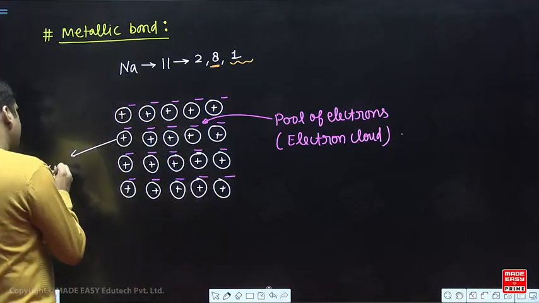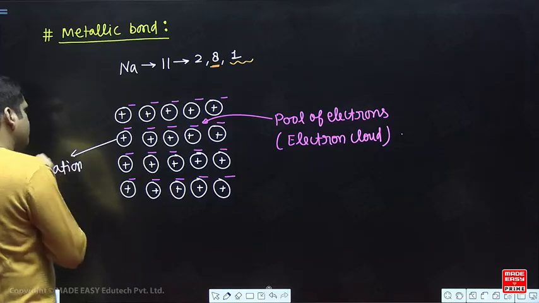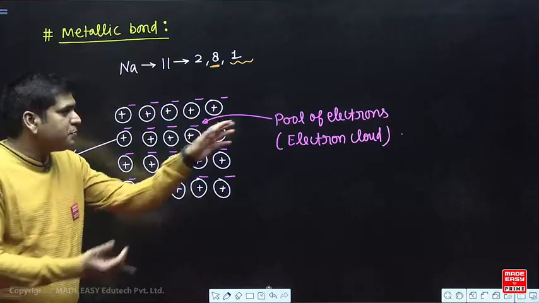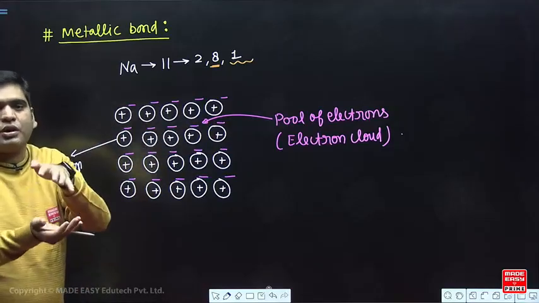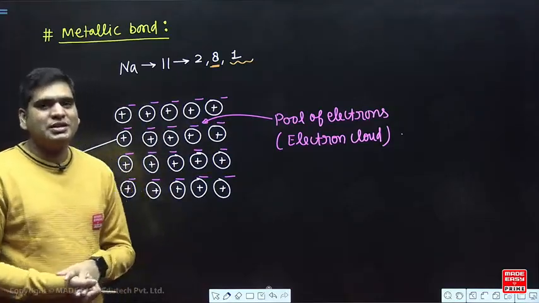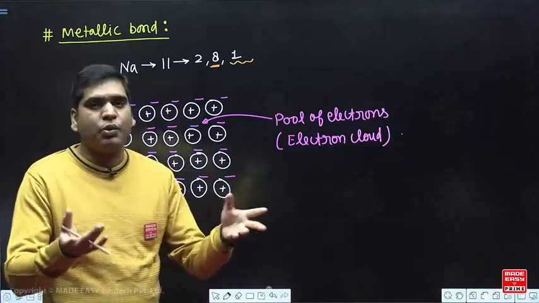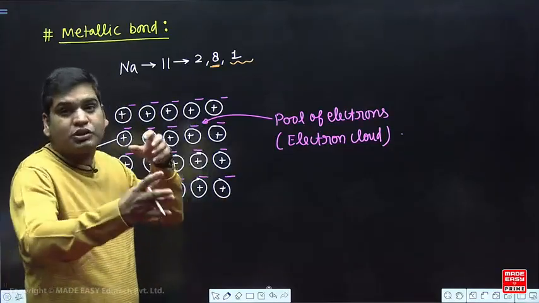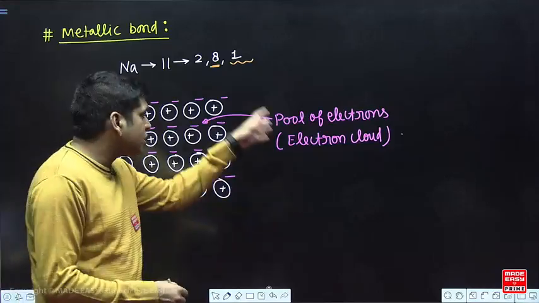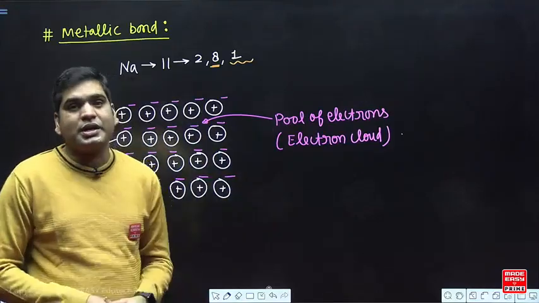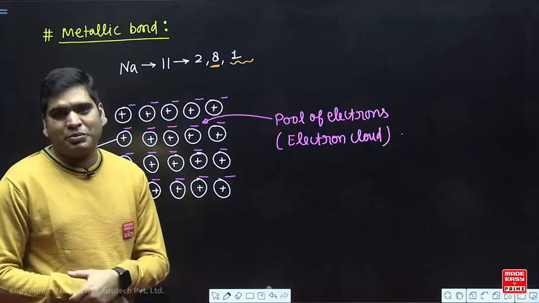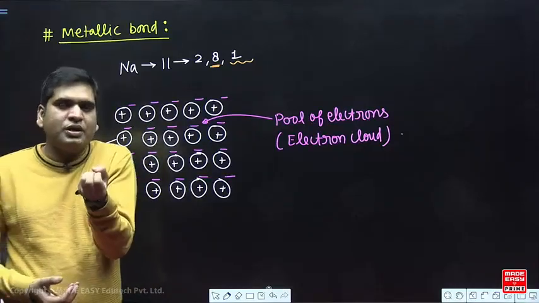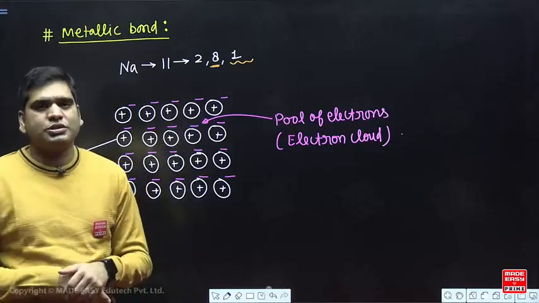Now you see, my dear friend, these cations are positive charges and this pool of electrons is negative charge. So this negative charge, the pool of electrons, will attract these cations, and will not let them go away. As a whole, the cations will not leave the electron cloud, and the electron cloud is not going to leave these cations, so the structure will remain stable. Basically, these cations are held together by this electron cloud.